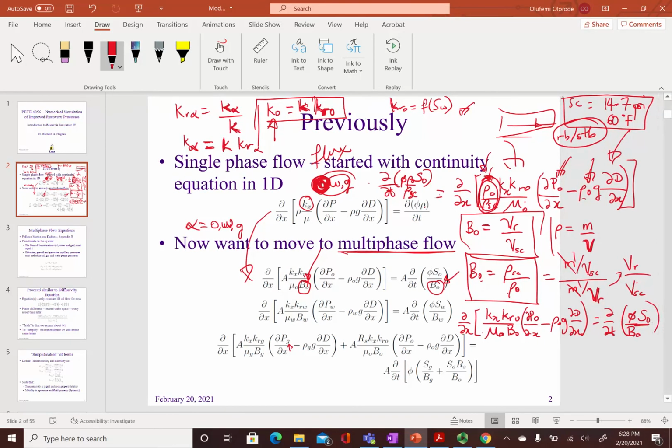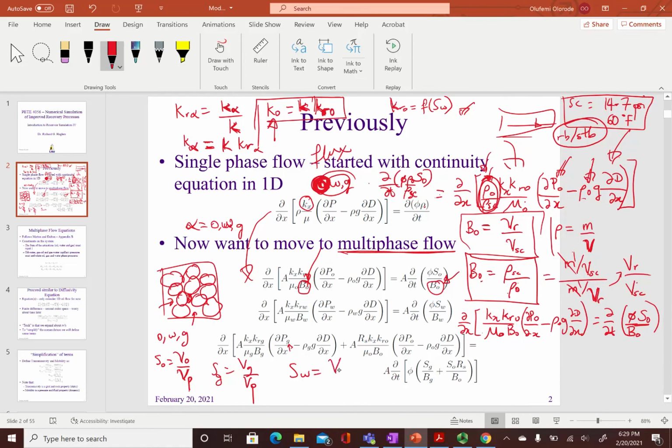So that's why saturation of oil shows up, because the pore spaces, which is this, the white regions, will be filled by oil, water, and gas. So saturation of oil is the volume of that oil divided by the total pore volume. Saturation of gas, same deal. And saturation of water will be volume of water divided by the pore volume, so that when you add up all three, they will add up to 1, because VO plus VG plus VW is the total pore volume.